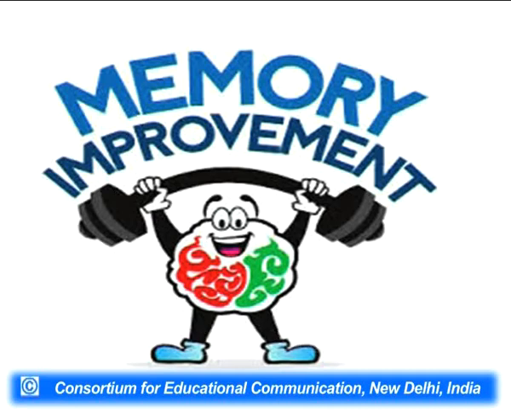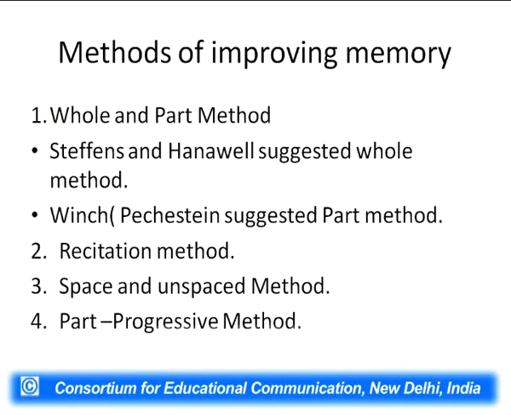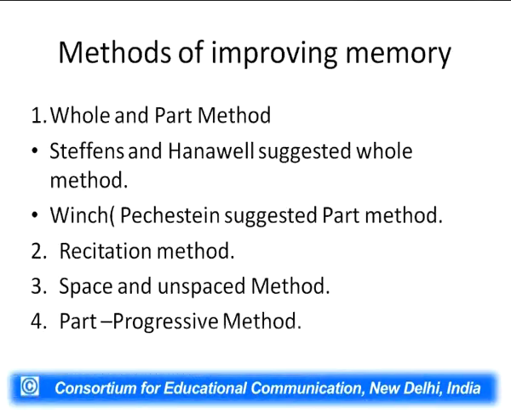Now, we will see how to ensure memory improvement. Now, see in this slide, we are looking at methods of improving memory. There are a few methods I have taken. Whole and part method. Stephens and Hanawell suggested the whole method, that we should follow the whole method. First we learn the material and then we do the question answering. Winch Penstrand suggested the part method. He says that if the lesson is long, the topic is long, we should divide it into parts, take one part and then test or evaluate yourself and then take the second part. Recitation method, for the youngsters, recitation method is suggested, not for the adults.